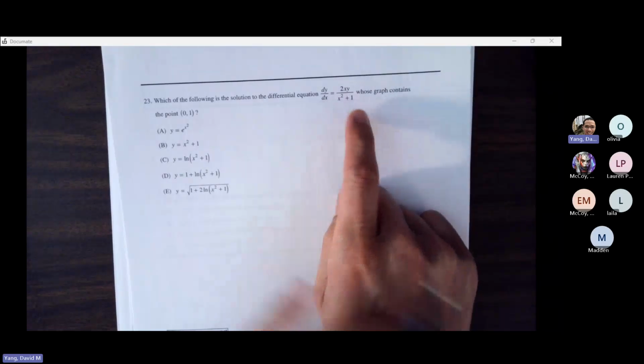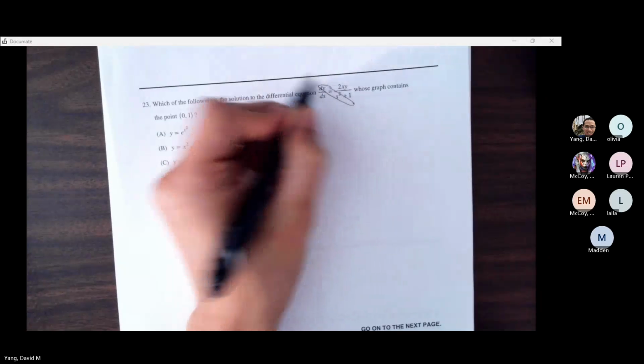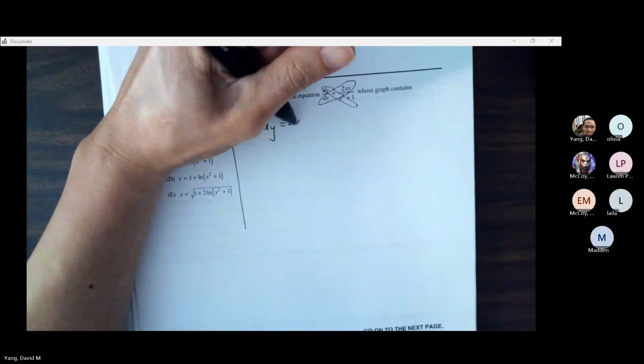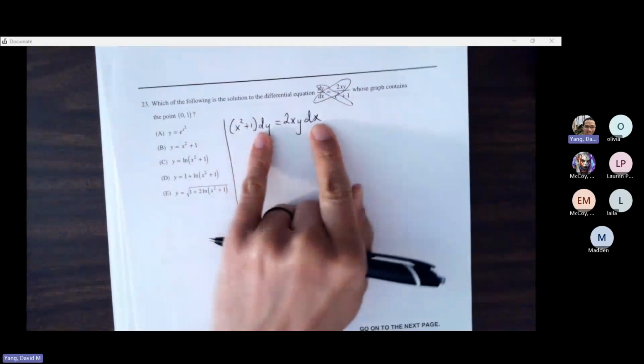23. Which of the following is a solution to the differential equation? So now this is going to be a more traditional solving differential equation because your answer choices are all in terms of y. So we'll go through our steps, cross multiply. First order of business, trying to get that dy and dx's lined up.